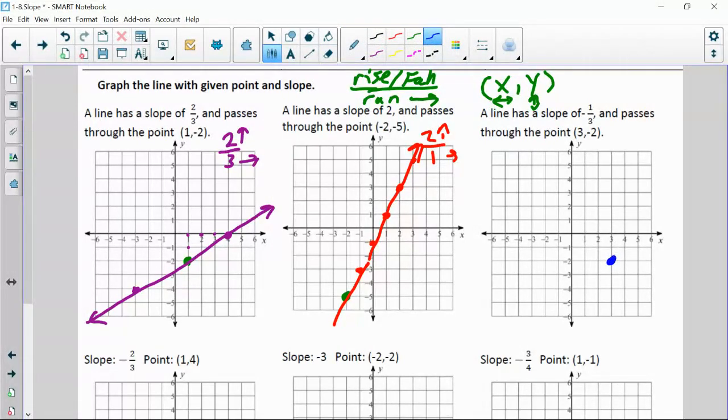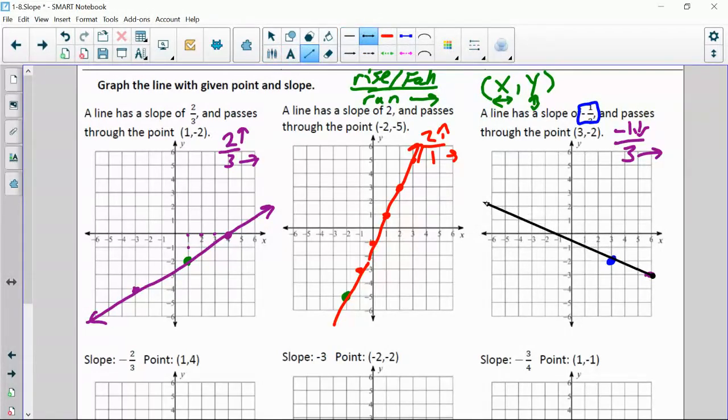There's my point. Now, we have to be careful. There's a negative with my 1/3. The -1/3 means we go down 1 and run right 3. So starting from here, I go down 1 and over 3. Okay. So now we want to make our line. Best that you can. That's what your line should look like.